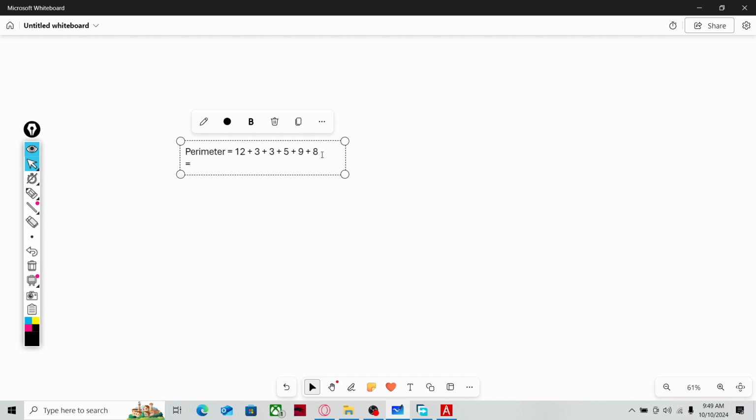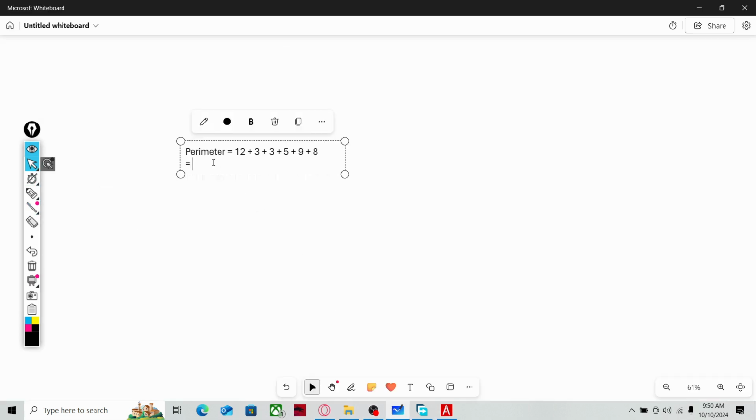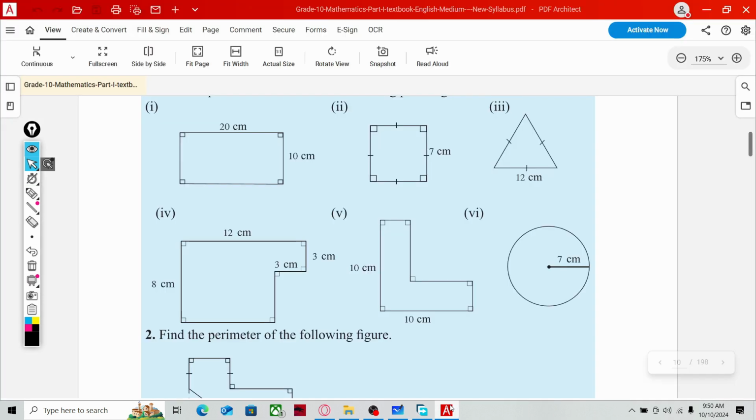What would be the answer? The answer would be what? 40. 40 centimeters. For what figure? 40 centimeters for this figure. It's the perimeter. Right, let's go to the next figure.